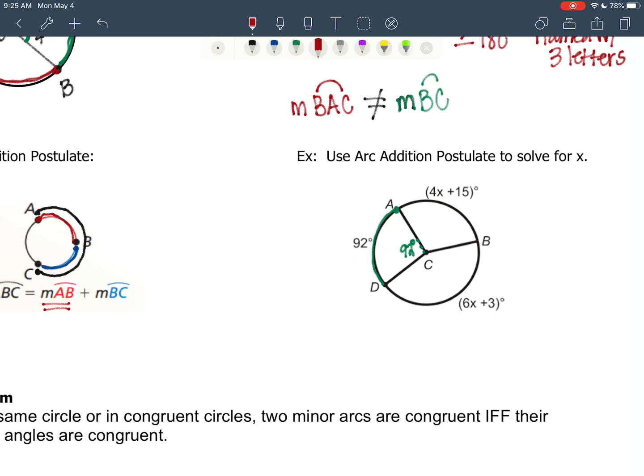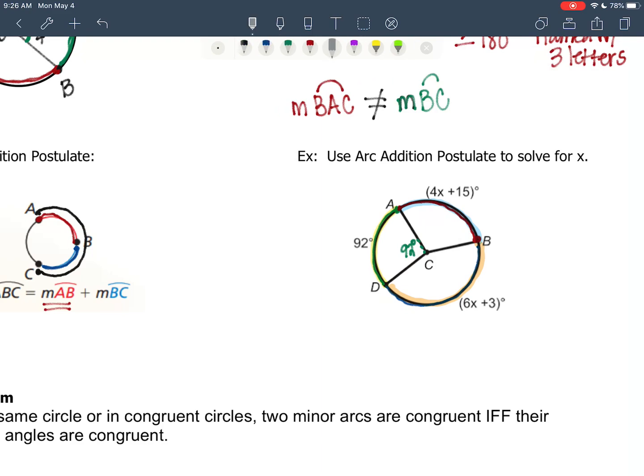Then we have arc AB, which is 4x plus 15. And then arc BD, I don't think you can see the color, so I'm going to come back over it with a highlighter. Arc BD is 6x plus 3. So I've got arc AD, arc AB, and arc BD. And all the way around the circle is 360 degrees.